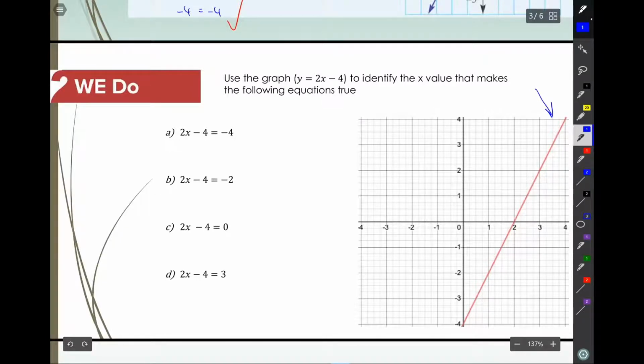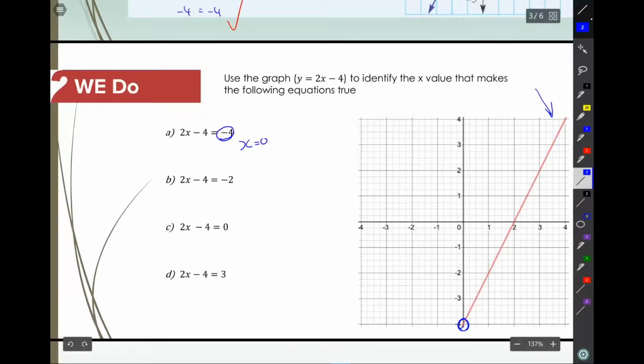So we're going to go to the point where y equals minus 4, and we're going to find the x value. In this case, the x value at that point is just 0. So x equals 0. We'll do the same thing here.